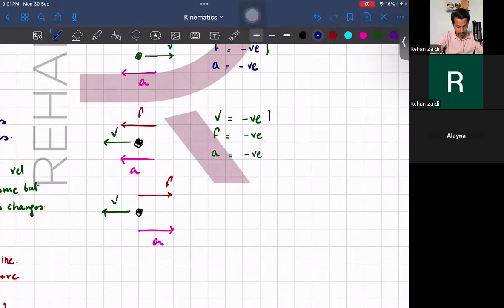But what about the magnitude of the velocity? Would it increase or decrease? In this case, velocity would increase.